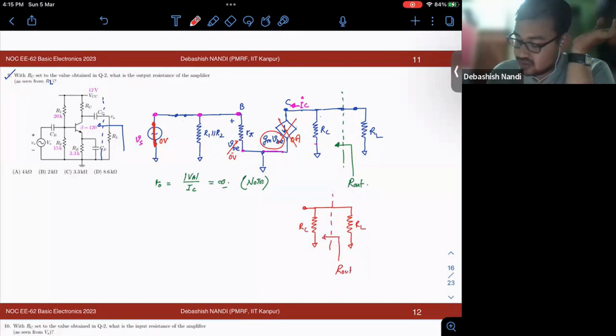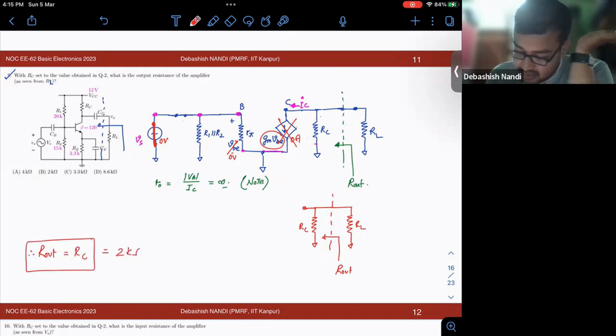So what is my R out? R out is nothing but RC here, right? And your RC is 2 kilo ohm. That means option B is the right option. Again, I will explain.